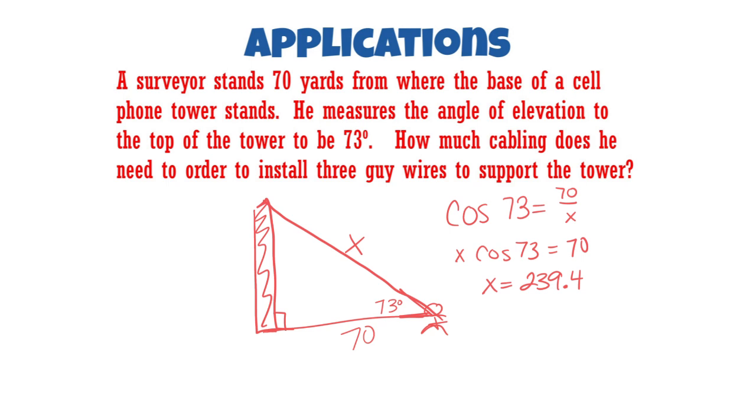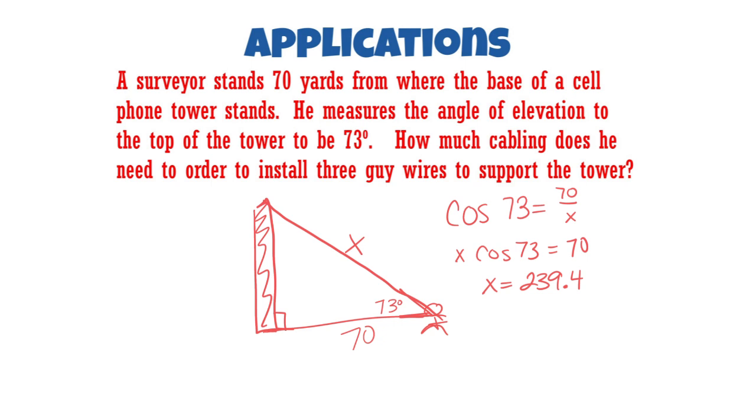Now that seems substantially longer than this 70, but I do notice that this is a 73-degree angle, and that means this up here would be like a 17-degree angle. And if you'll recall, a 17-degree angle is going to make this side a lot smaller than even that side. And this is the hypotenuse, and it's even longer. So I'm okay with my 239.